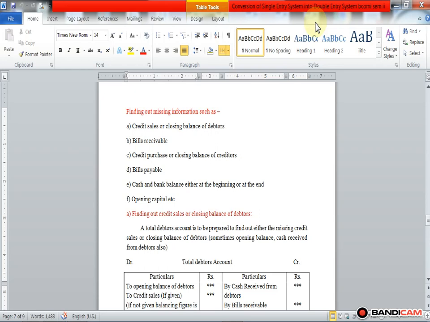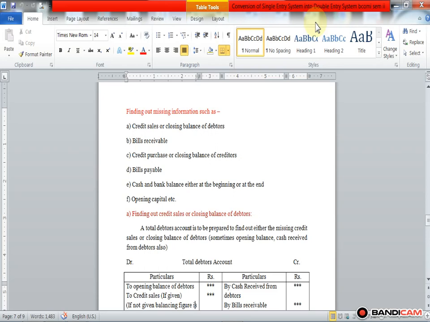Next one is opening capital. Opening capital is given in the opening statement of affairs, that is, the opening balance sheet of the organization. If the opening capital or the opening statement of affairs is not given, then we have to prepare an opening balance sheet of the organization, transferring the opening balances of assets to the asset side and the opening balances of liabilities to the liability side, and we find out the difference on the liability side. That difference is called the opening capital of the concern.